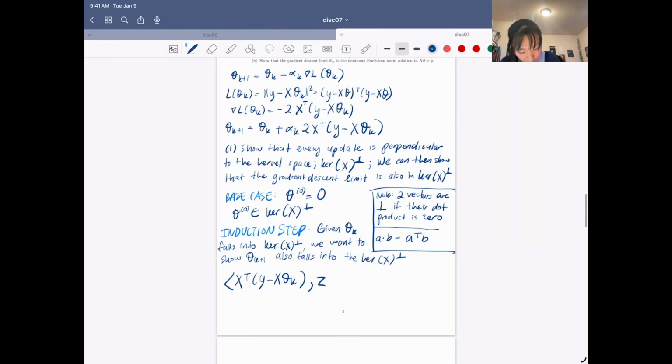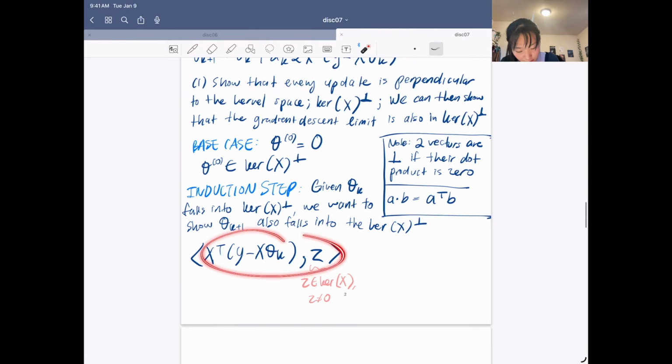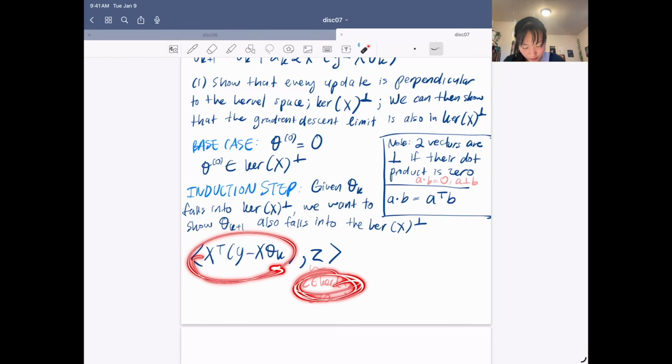If I take the dot product of these with z, recall from problem A, being in our kernel space, and also z is not equal to 0, if we can have it such that this dot product is equal to 0, then a is perpendicular to b. So if we can show that these two together have a dot product equal to 0, then they must be perpendicular to each other. And if z falls into the kernel space, then this guy must fall into the space perpendicular to the kernel space.